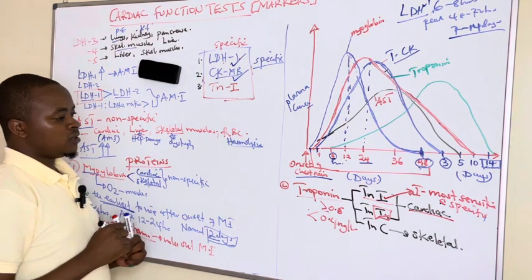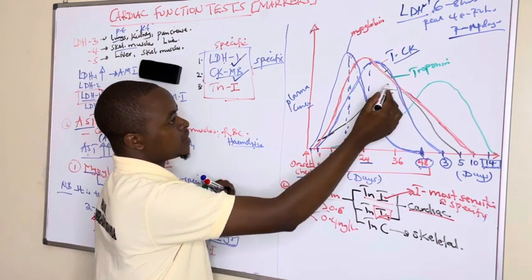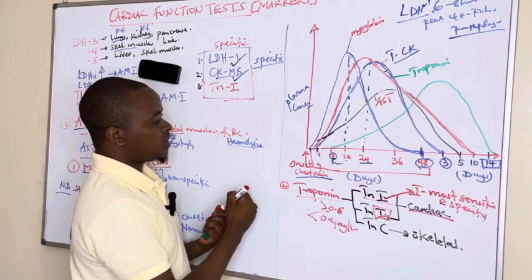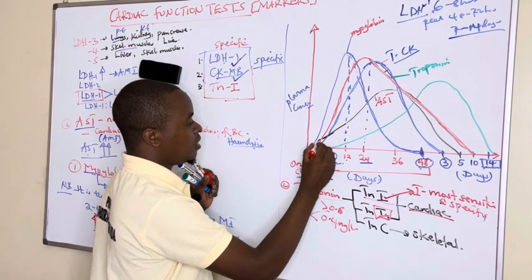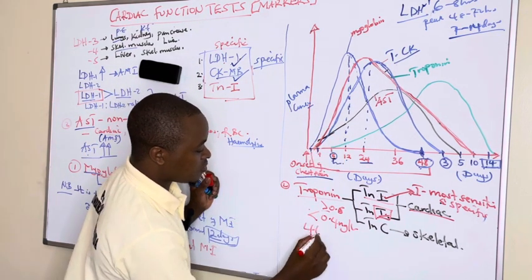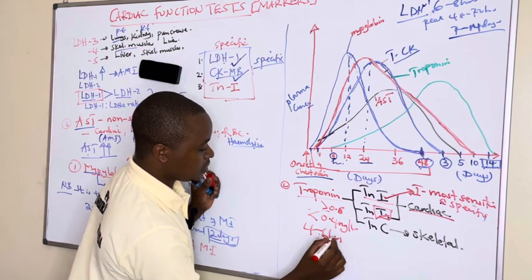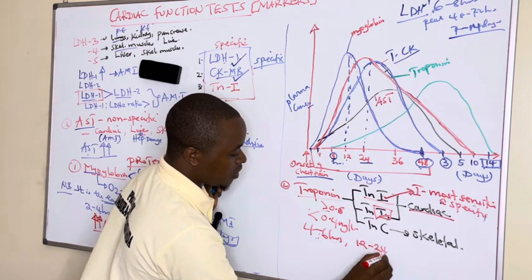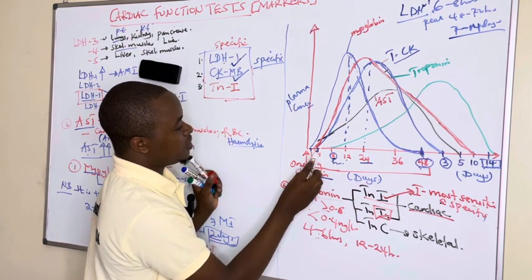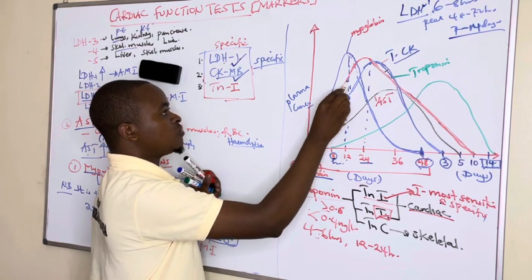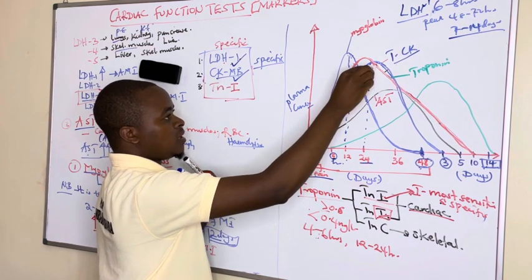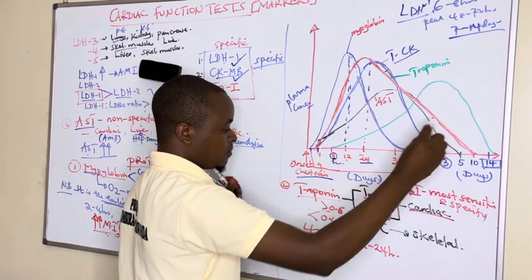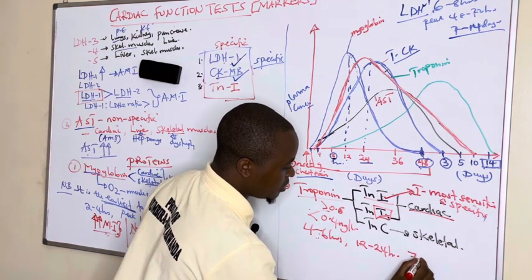This is the graph, the one in red, for the troponin. We are seeing it begins to rise at the 4th hour. Between 4 to 6 hours, it begins to rise, and it reaches peak between 12 to 24 hours, as we are seeing on the graph. It returns to normal after 7 to 10 days.